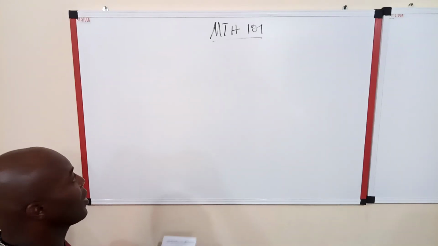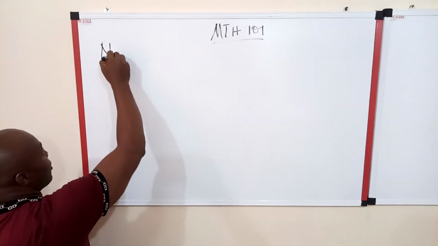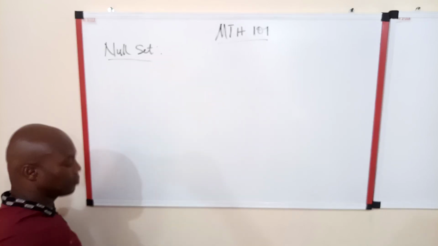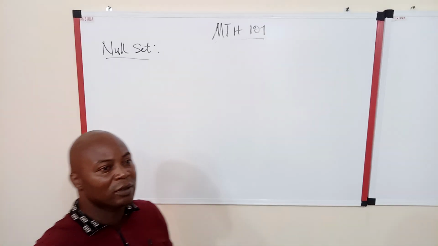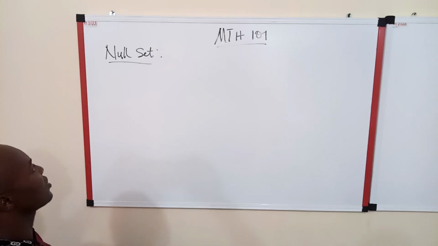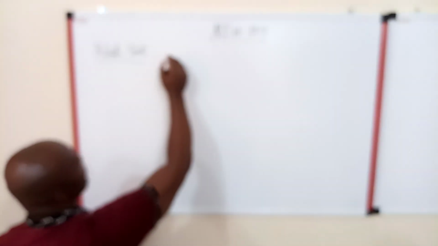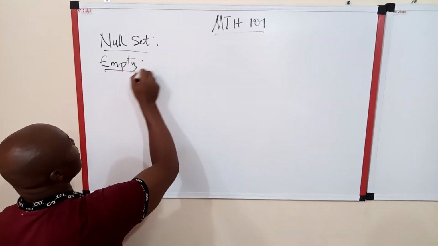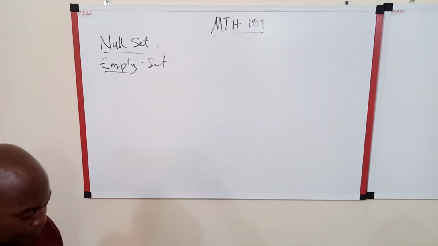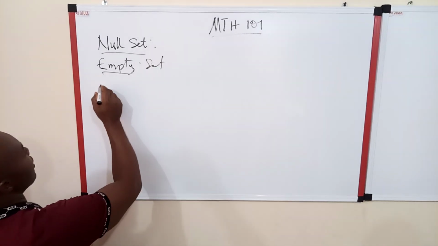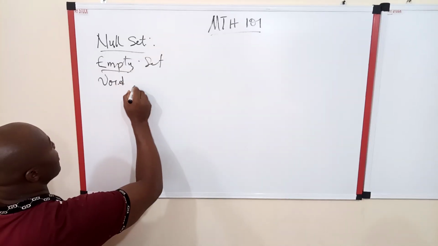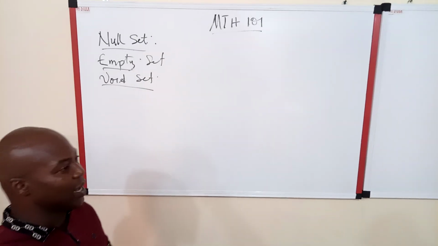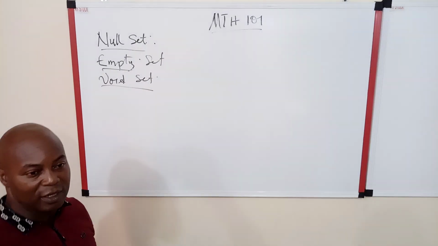In this class, we are going to consider first of all null sets. Now, what is a null set? Sometimes these null sets are also called empty sets. In some books, you can see it as void sets. So, irrespective of the case, know that they are referring to the same thing.